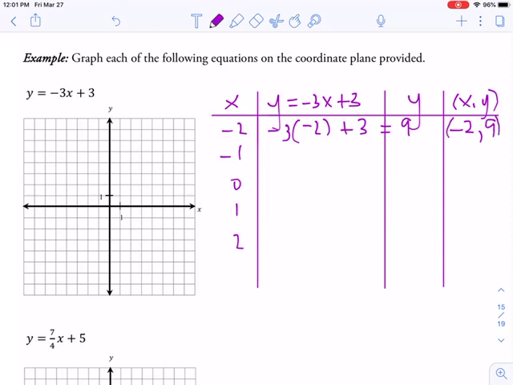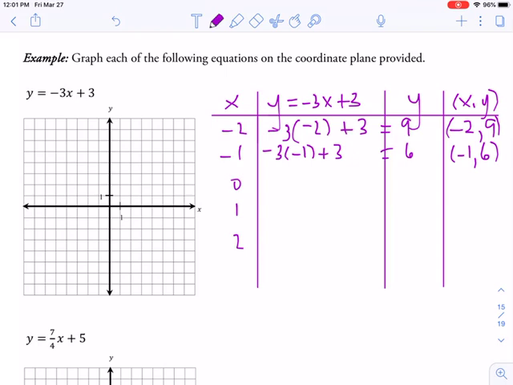Okay. Then for -1, same thing. Okay, so we're going to use our y equals -3x plus 3. Plug in that x value that we just picked, -1. And we're going to follow order of operations to find what it equals. Okay, so -3 times -1 is +3, plus 3 is 6. So that gives us a point of (-1, 6).